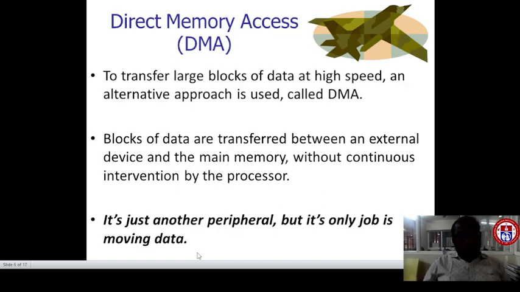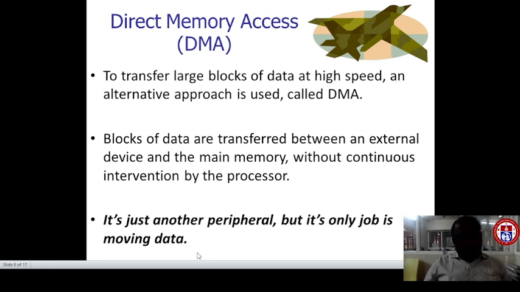With the help of DMA, that is direct memory access, we can transfer a large block of data at high speed. This is an alternative approach for transferring a large block of data. The block of data is transferred between the external device and the main memory without continuous intervention by the processor. We use the processor just for initialization, and for the rest of the period we don't use the processor.